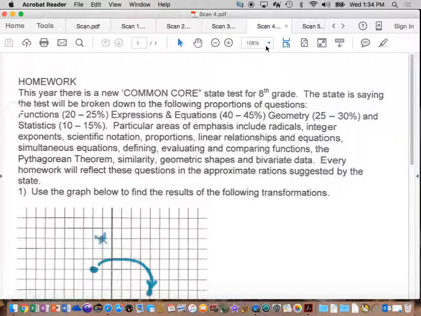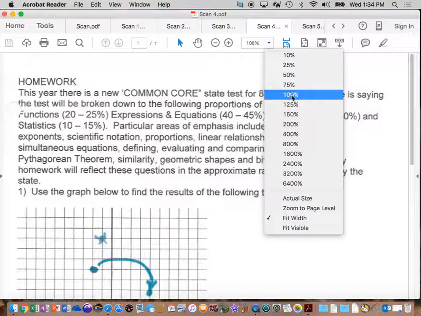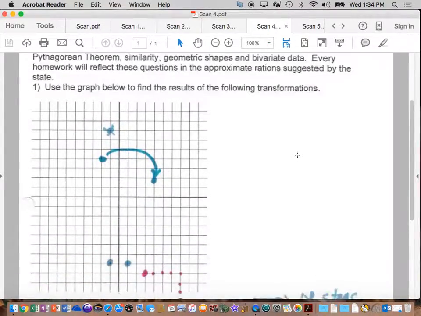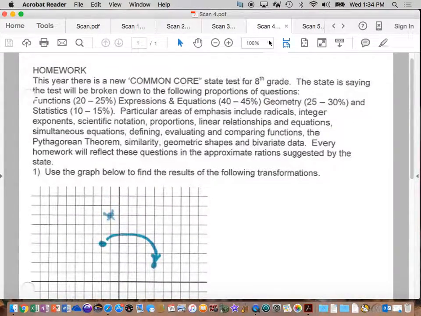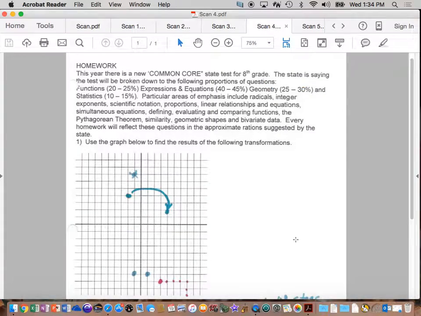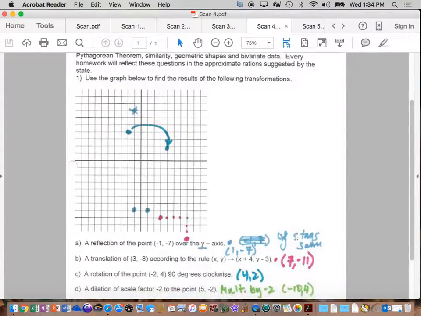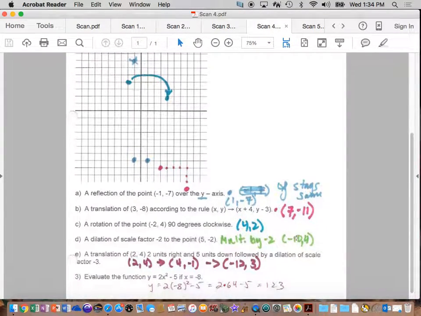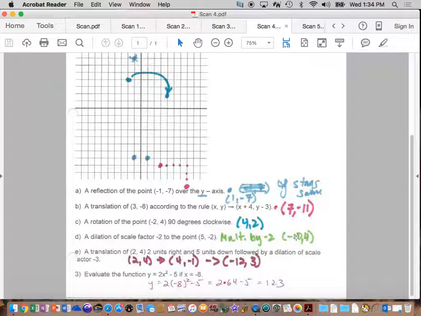All right, this page, I can't fit them all on there. I have to go to 75%. This page is a bunch of transformations, and I tried to color code everything so that it would make sense to you. Take a look at them, see how you did.